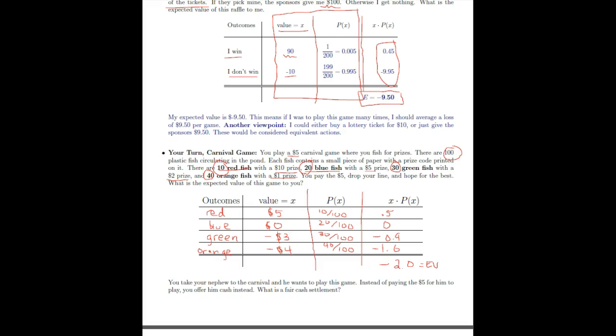The author has a bit of a cynical perspective on this, and he says you take your nephew to the carnival and he wants to play this game. Instead of paying the $5 for him to play, you offer him cash instead. What is a fair cash settlement? Not so fun, kind of taking the joy out of the carnival game for your little nephew. But there is some mathematical accuracy to the statement, so it's kind of an interesting way to look at it, but maybe not the funnest way to look at it.